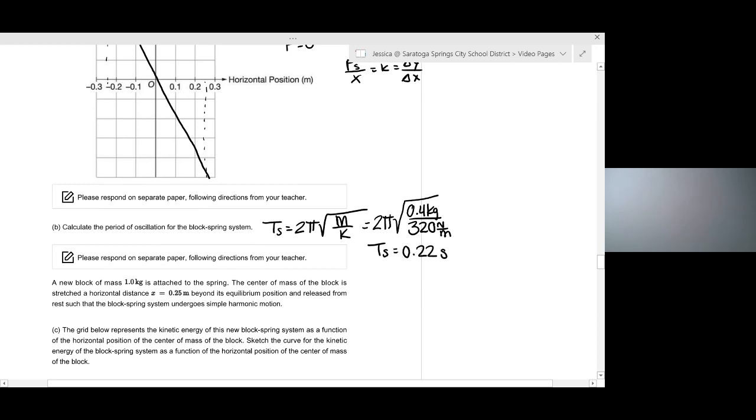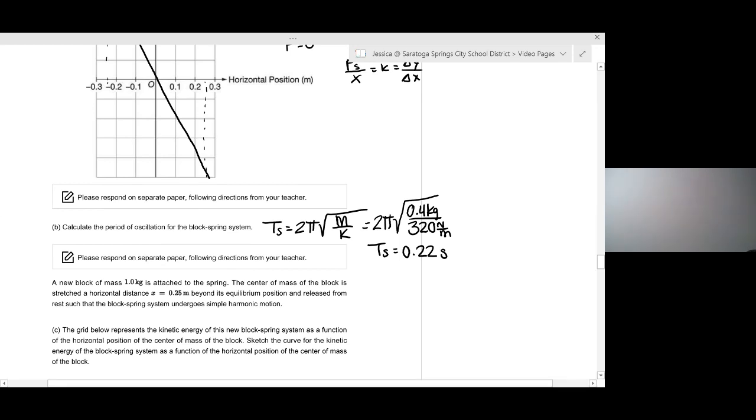0.22 seconds. Okay. Now that kind of straight-out math is not going to be on this year's AP exam, unfortunately. Or fortunately, I don't know, maybe. It definitely will be a lot of writing. Just a lot of writing, not a lot of math.